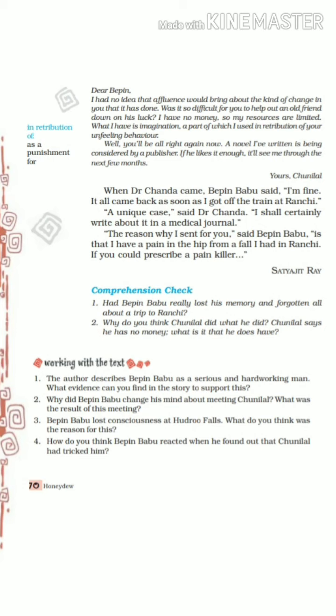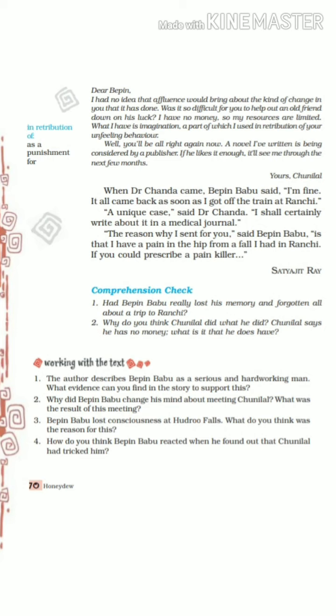So, students, we know that earlier when Bipin Babu reached home, he had made a call to Dr. Chandra and he requested him to come home. Now, after Bipin Babu reads this letter, Dr. Chandra reaches Bipin Babu's house. When Bipin Babu sees Dr. Chandra, he says that he is fine. He got all the memory about the trip to Ranchi when he reached the railway station of Ranchi. Now he is feeling better. When Dr. Chandra hears that Bipin Babu is getting better, he says that this is surely a different kind of case and he would write about it in the medical journal.